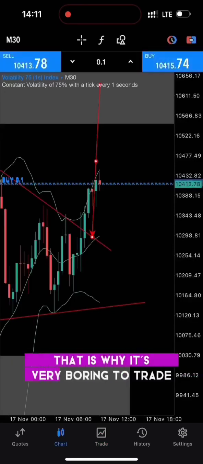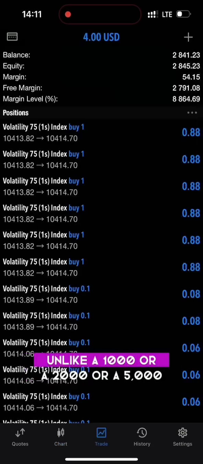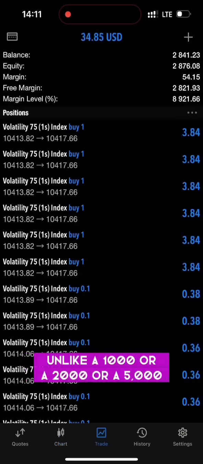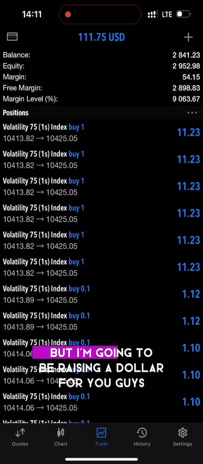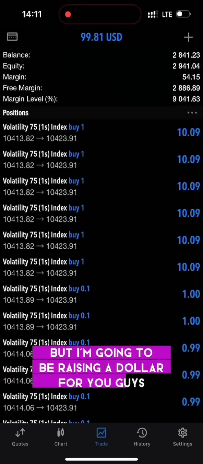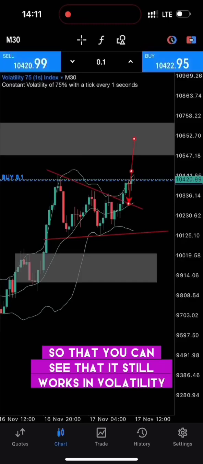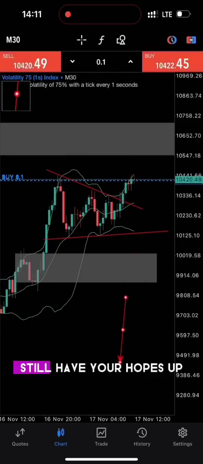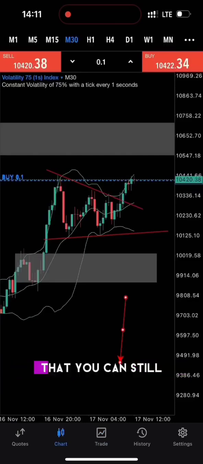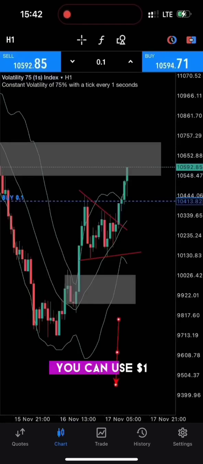That is why it's very boring to trade a cents account. Unlike a 1000 or a 2000 or a 5000, it's very fast to raise those kinds of accounts. But I'm going to be raising $1 for you guys so that you can see that it still works in Volatility 75 (1s), so that you can still have your hopes up. If you blow your account, you can use $1 to bring your account back.